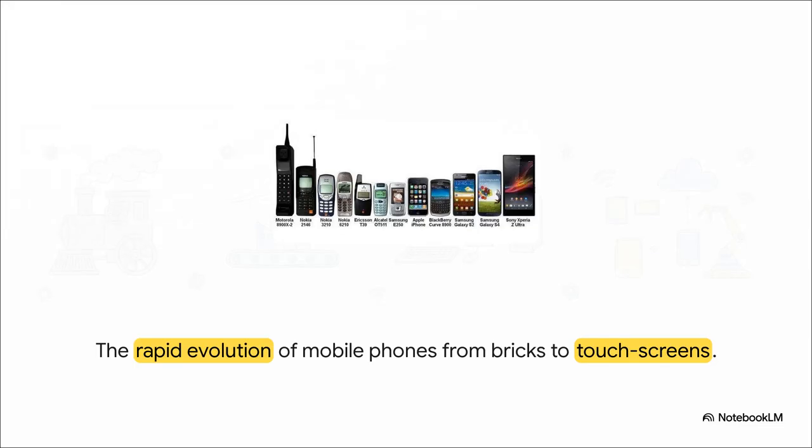Just think about how fast this happened. Mobile phones started as these massive, heavy brick phones with huge antennas, and they rapidly shrank down, lost the physical keyboards, and evolved into the sleek, incredibly powerful touchscreens we rely on today. This rapid visual compression of technology is the absolute hallmark of the digital revolution.